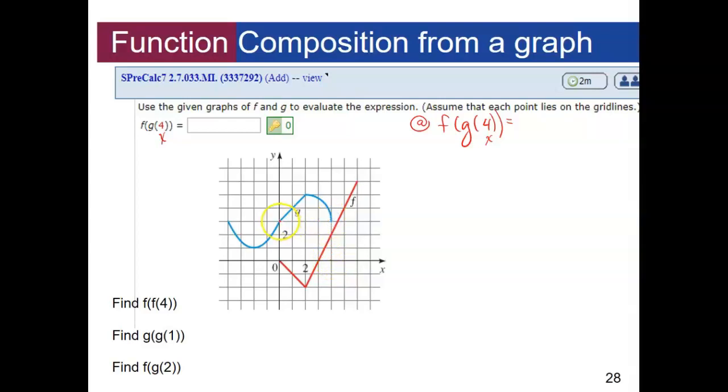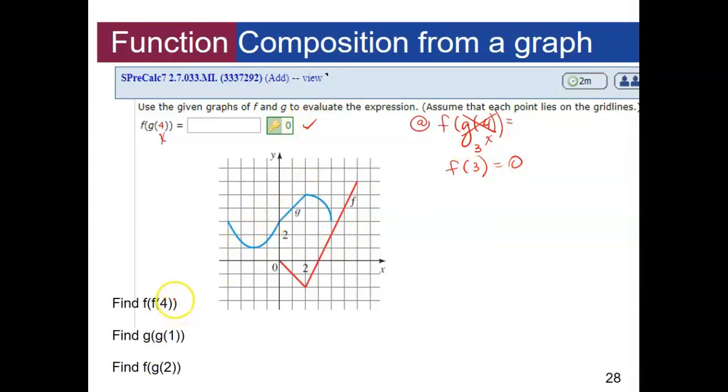So that value is 3. So what I'm going to do is I'm going to actually mark that out and put a 3 here so that I know now I need to find f of 3. So I'm going to do the same thing. I'm going to go to where x is 3, except this time I'm going to read the f graph, which is the red graph, and so I'm going to get 0 for my answer. And that's what we should have gotten there.